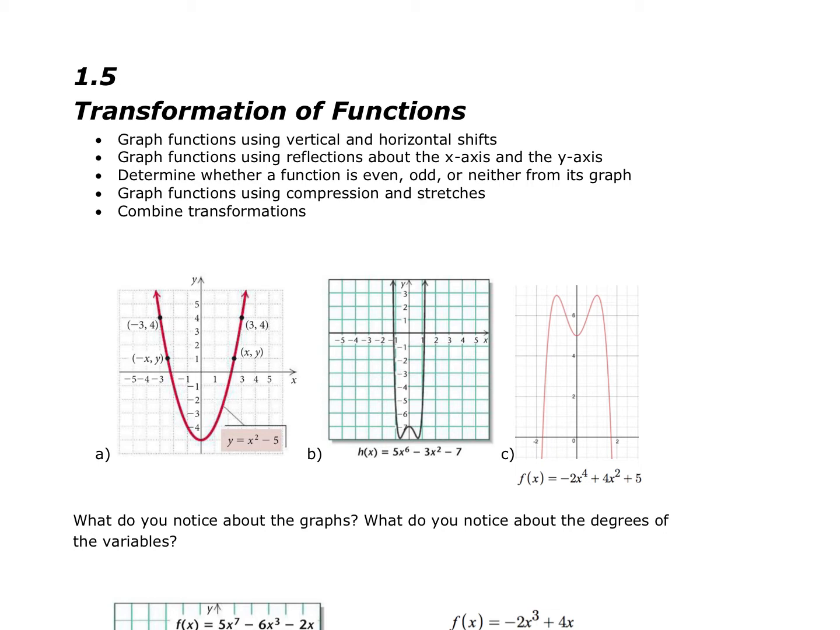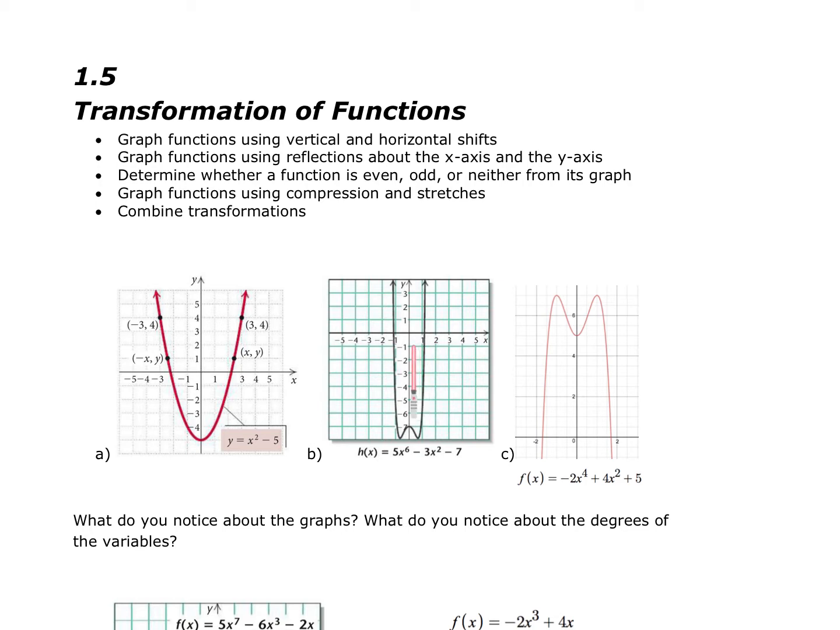So let's take a look at our first example. I have these three graphs. This is the equation of the graph, and this is the graph of that equation. And what do we notice about the graphs? Well, if I take a look at this first graph, this point has been reflected. So I have x, y, and I have negative x, y. If I have 3, 4, I have negative 3, 4. And notice how the exponent on x is squared and I have a constant.